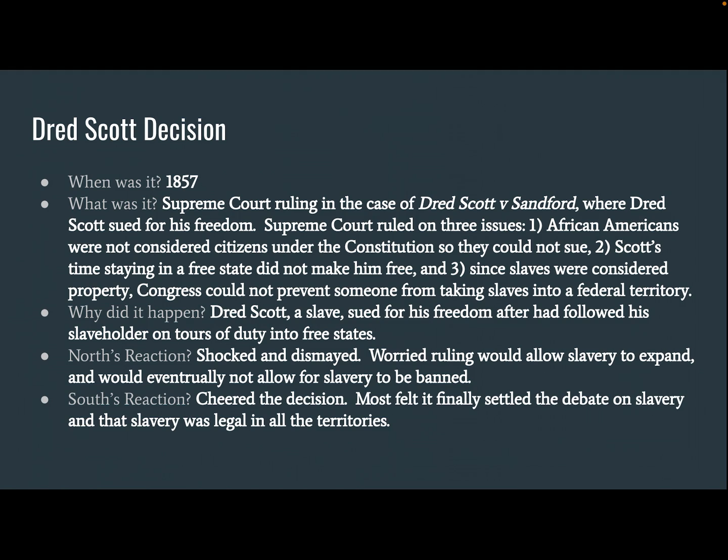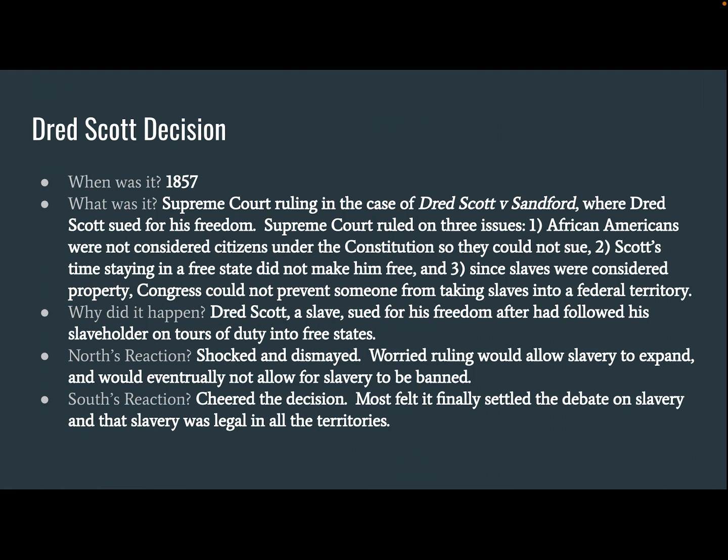Now, it actually first started like 10 years before this. Okay. So actually, Dred Scott sued for his freedom in the 1840s. I believe it was 1846 is the exact year. But it takes a while to get to a Supreme Court case. Okay, it has to move up the chain of courts.